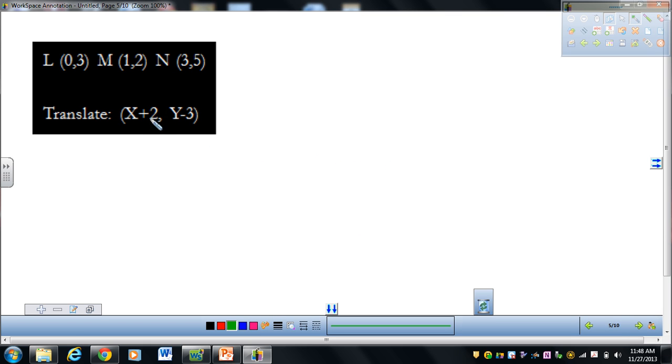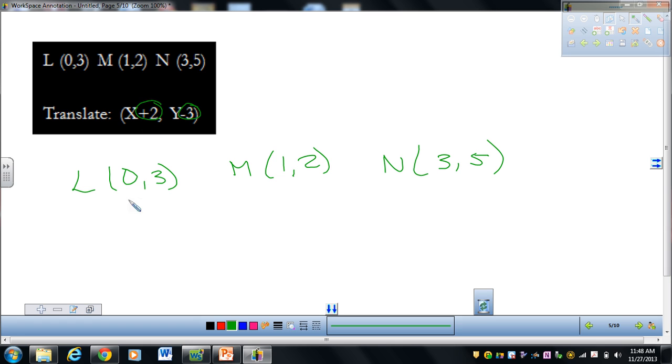Okay? Now I just got this written a little different. This to me is the easiest way to do it because it just tells you add 2 to your x value and subtract 3 from your y value. So I've got L is 0, 3, and M is 1, 2, and N is 3, 5. And it tells me to add 2 to x, and I know that the first one is my x value because x comes before y in the alphabet. So I can go ahead and add 2 there. And that tells me to subtract 3 from my y values. And I know that the second value is the y value because y comes after x in the alphabet.